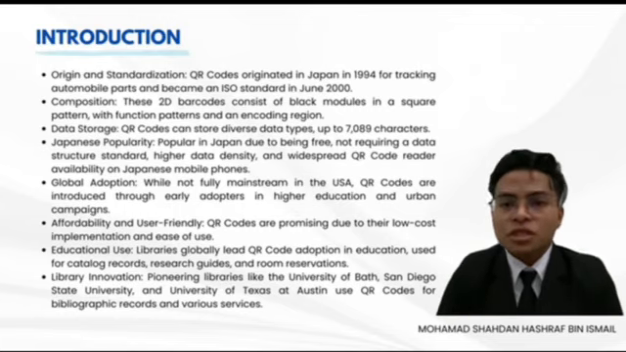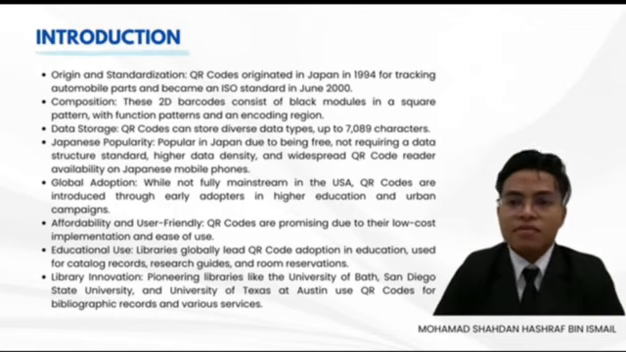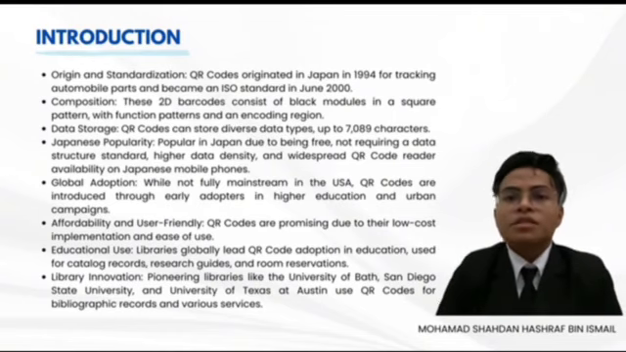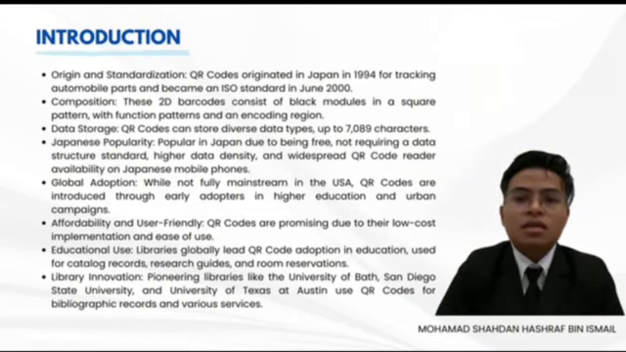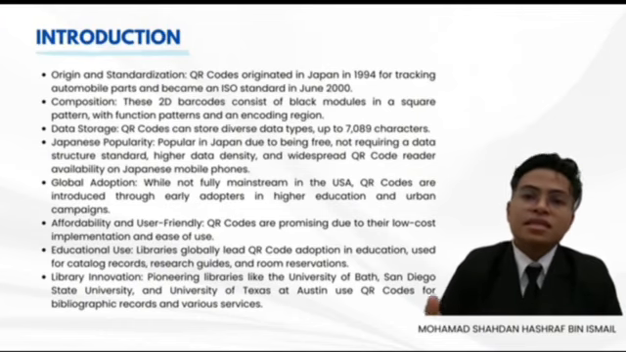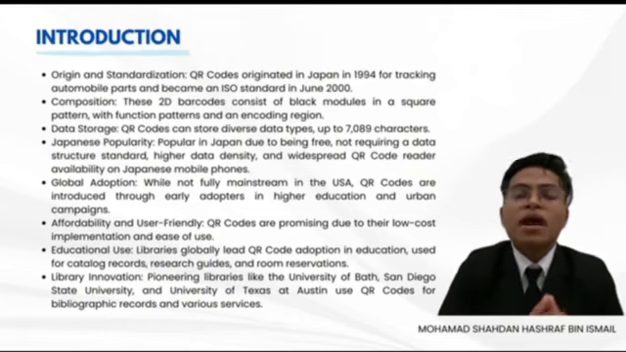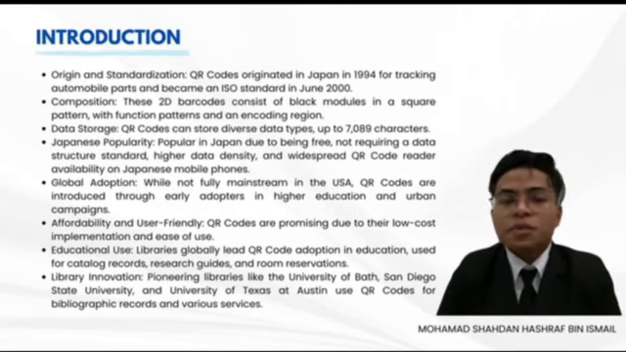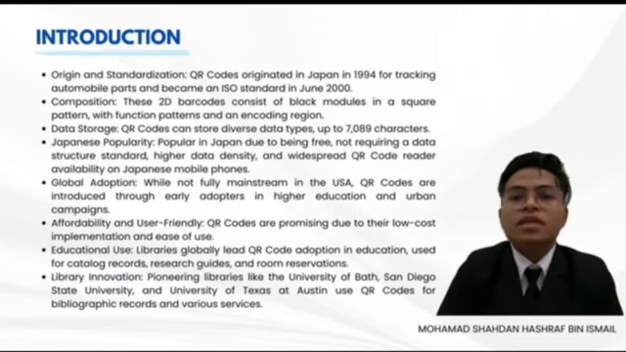While initially intended for automotive production control, QR codes have become widespread in advertising and are prominently featured in Japanese daily life. Their popularity in Japan can be attributed to factors such as being free of charge, not requiring a data structure standard, higher data density compared to linear barcodes, and a widespread availability of QR code readers on Japanese mobile phones.